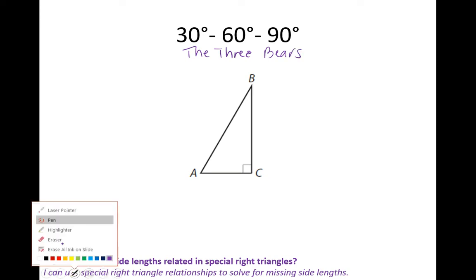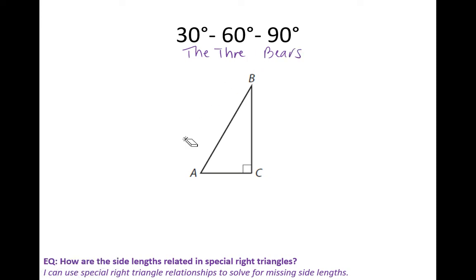You may recall the story if you ever heard it when you were a kid. If you didn't, no stress. What you need to know is that the three bears is based off of Papa Bear, Mama Bear, and Baby Bear. And so I'm going to connect those to the sides of the triangle here in just a second. First, I need to label some angles. I have a 30, a 60, and a 90.